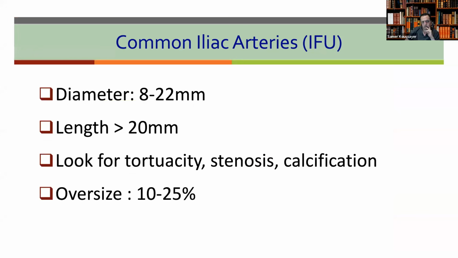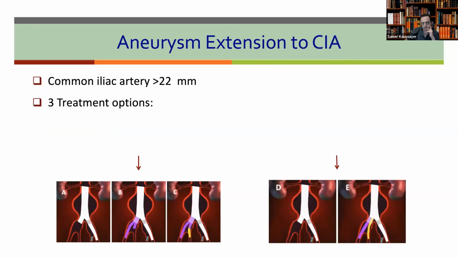Landing zone. This is the landing zone. The diameter of the common iliac artery should be between 8 and 20 or 22, because the largest one we have is 28, but I think it's too much. You need at least 2 centimeters. That's what the company said, but I don't agree with that. You need at least 3 centimeters. You need 30, 20 will be short. So you need 30 millimeters. You have tortuosity, stenosis, and oversizing of 10 to 25%. You don't have much leeway really. You have to choose a size accordingly, because there are only a few sizes, so you just go to the size which is larger than what you pick up. We talked about that before.